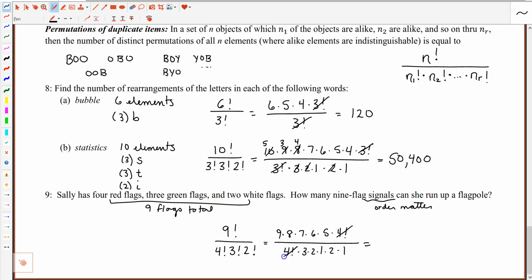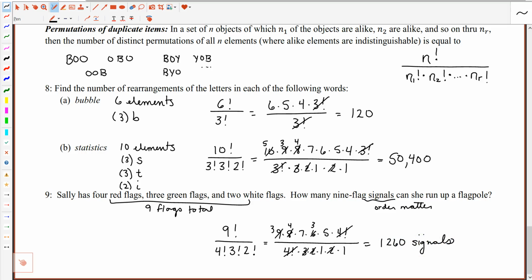These 4 factorials can simplify. I get some nice simplifying here. The 9 and the 3. This 2 can go into this 8 4 times. And this 2 goes into this 6 3 times. On my calculator, 3 times 4 times 7 times 3 times 5 will give me 1,260 possible signals.